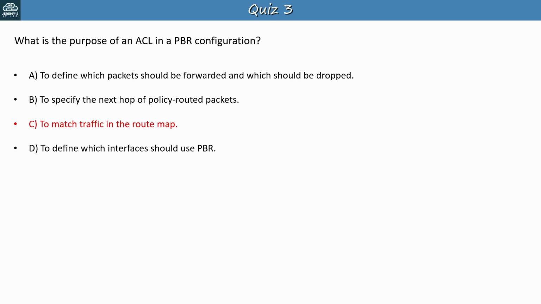B is incorrect because the next hop is specified in the route map using the set ip next-hop command, not with an ACL. And D is incorrect because you define the interfaces that should use PBR by configuring ip policy route-map on the interface, not by using an ACL. Okay, that's all for the quiz. And that's all for this video on policy-based routing.